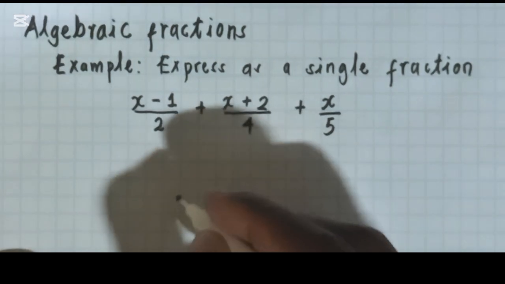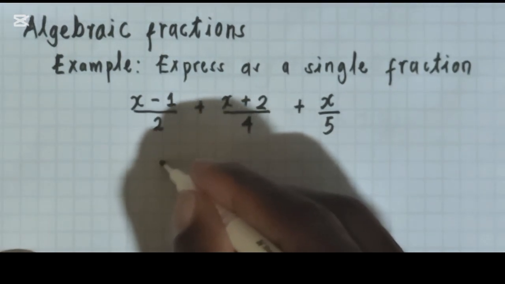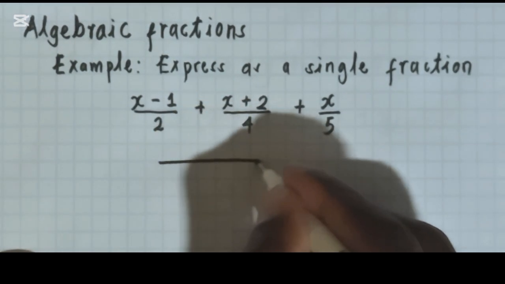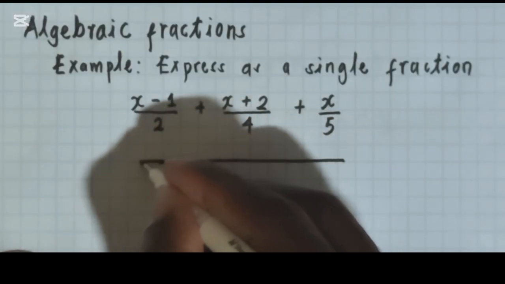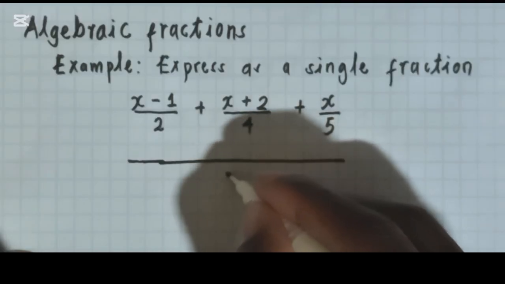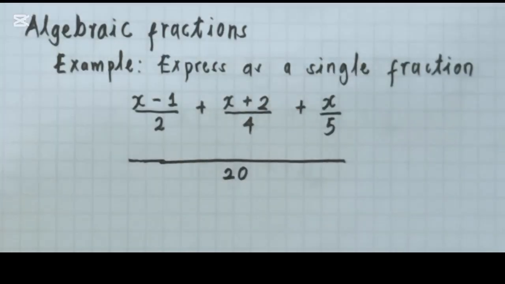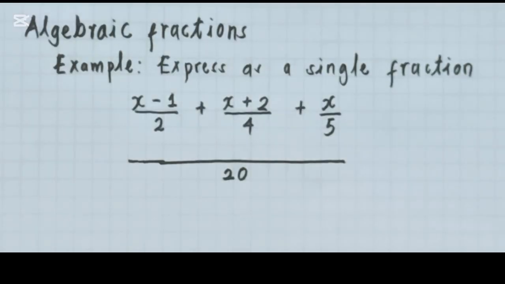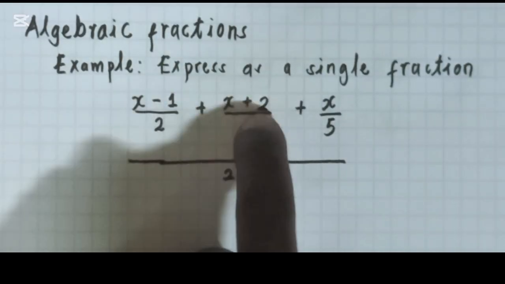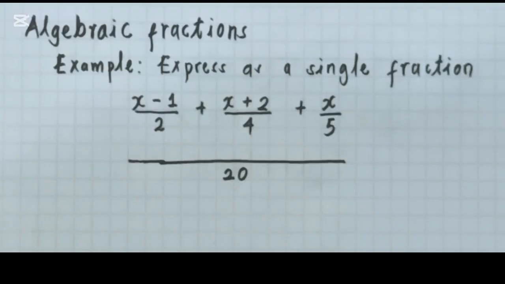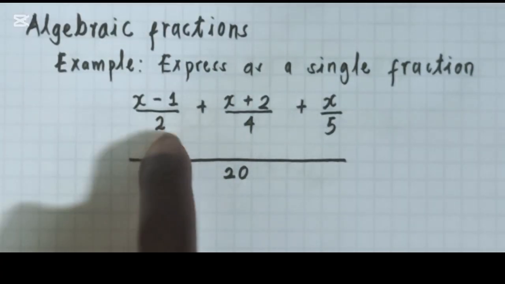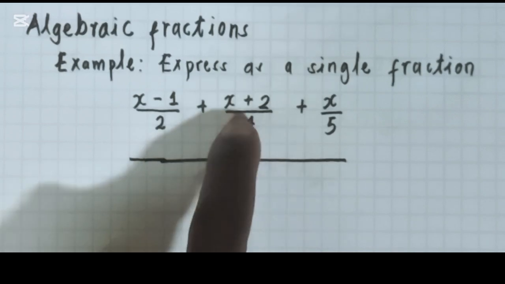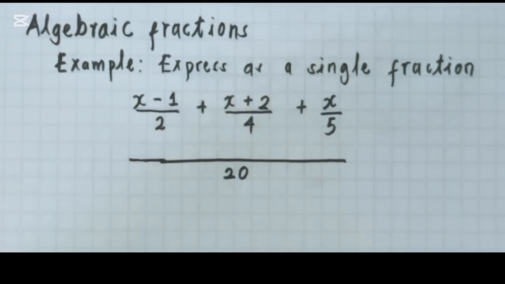So we're going to start by writing it as a single fraction with 20 as our denominator. So we are going to have 20 right down there. After this, we are going to multiply the numerators of each of these terms by the quotients of 20 divided by 2, 20 divided by 4, and 20 divided by 5 respectively.